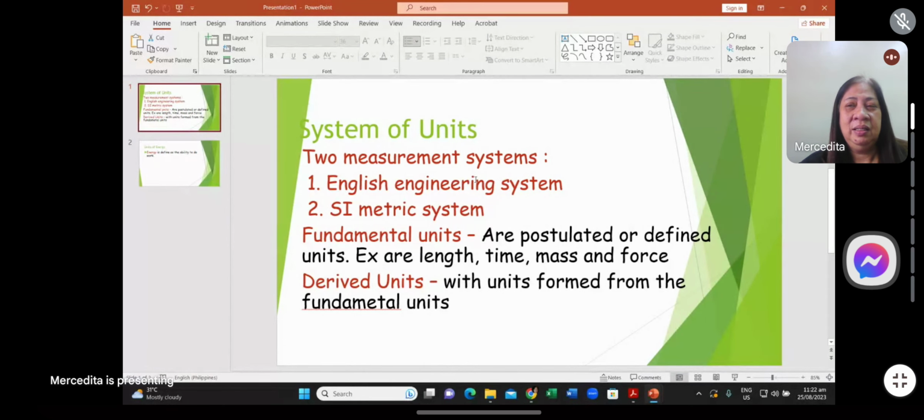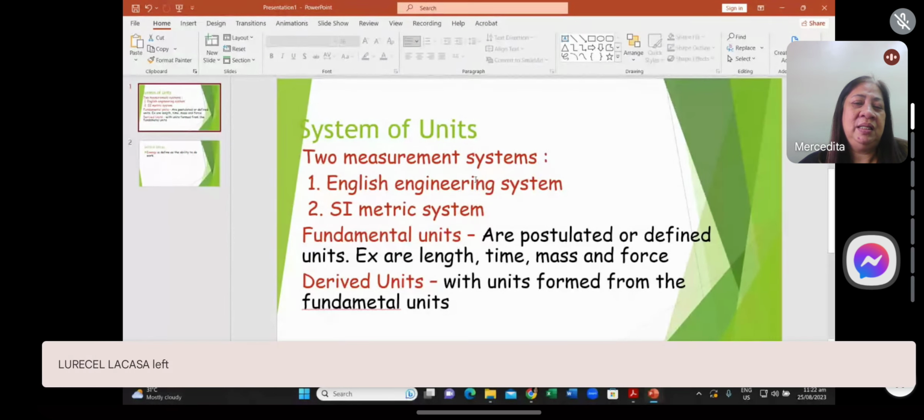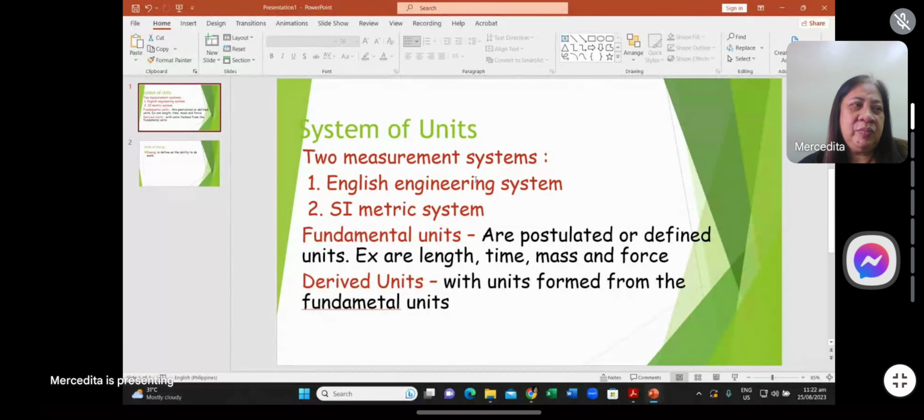Example are length, time, mass, and force. So we have for SI or metric system, unit ng length, usually is in meter or centimeter or millimeter. And for English, we have inches at saka foot. Okay? So, for time, iisa naman ang time natin. Seconds or minutes, ano? Both for English and SI.